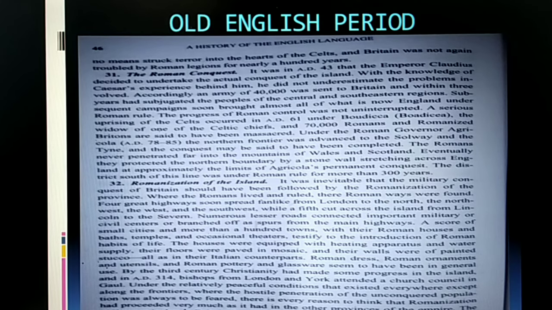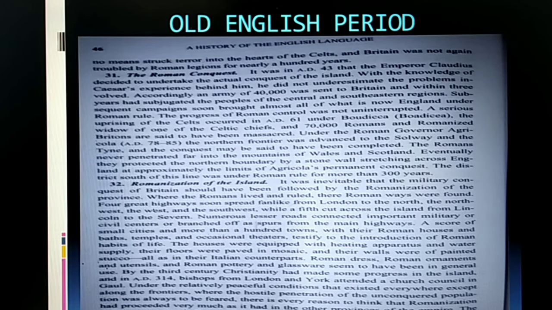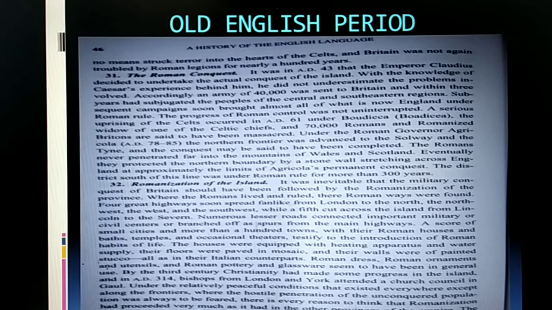The progress of Roman control was not uninterrupted. A serious uprising of the Celts occurred in AD 61 under Boadicea, the widow of one of the Celtic chiefs, and 70,000 Romans and Romanized Britons are said to have been massacred. Under the Roman governor Agricola, AD 78 to 85, the northern frontier was advanced to the Solway and the Tyne, and the conquest may be said to have been completed.